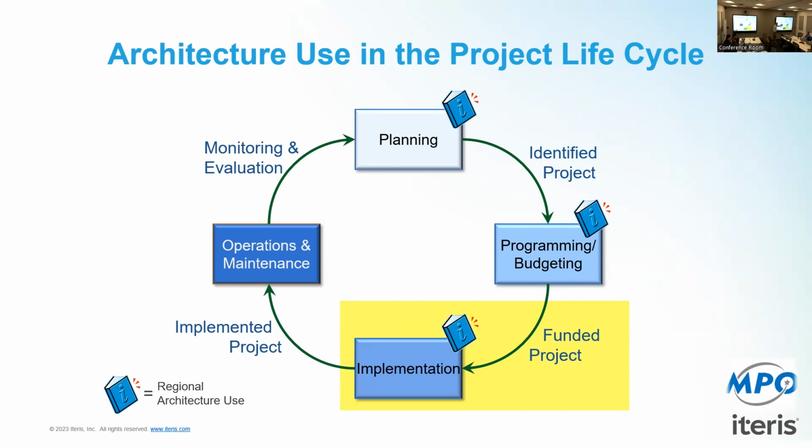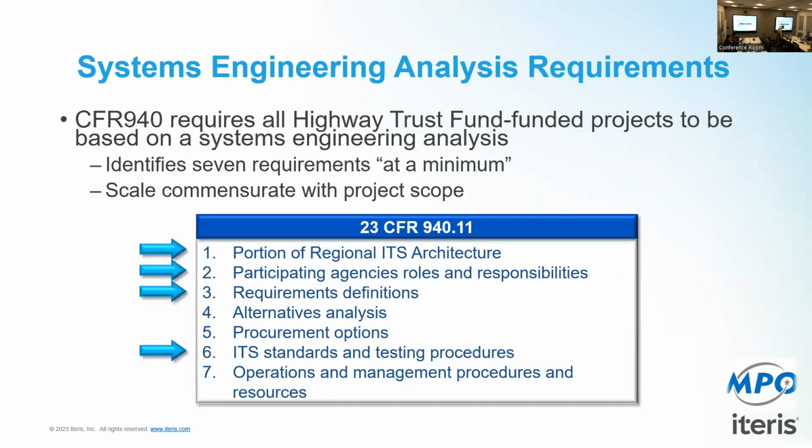Okay, so we come out of the TIP process now. Just quickly on the implementation, Rule 940. The architecture and standards rule for Federal Highway is Rule 940.9. There's also a Rule 940.11, which is the systems engineering analysis rule. Okay, and it identifies several things here. These 7 different items need to be included in that analysis.